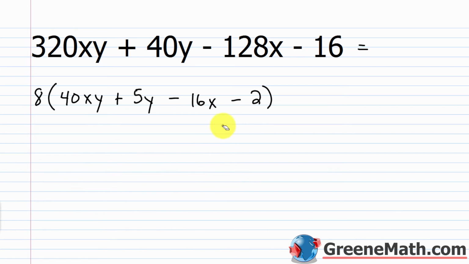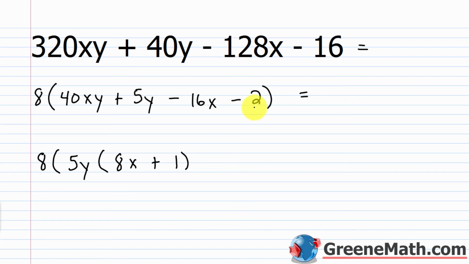And again, this is something you're going to want to do mentally. If you go through and write it all out, it's going to take you a little bit longer. So I'll rewrite the 8, and then I'm going to split this up. So 40xy plus 5y, the GCF there is 5y. So 40xy divided by 5y would be 8x. And then plus 5y over 5y is 1. Then we have this minus 16x minus 2.